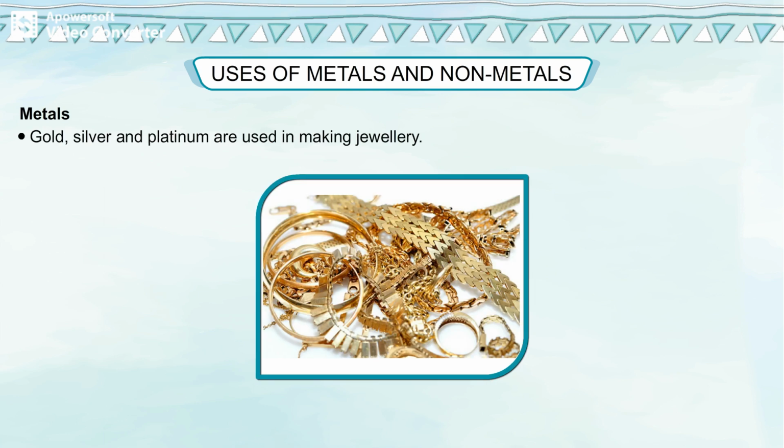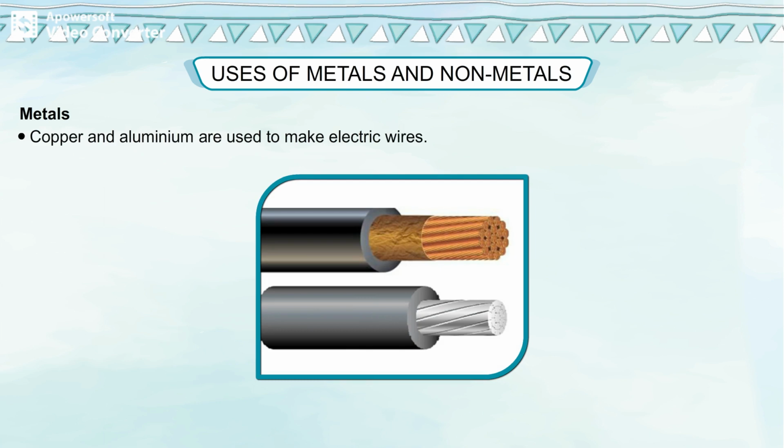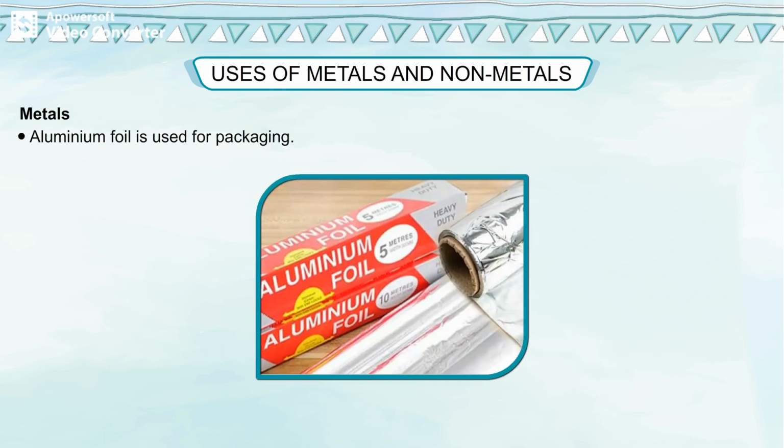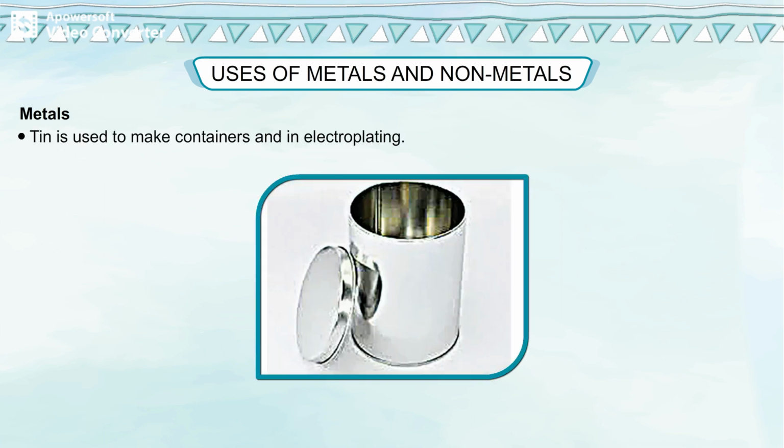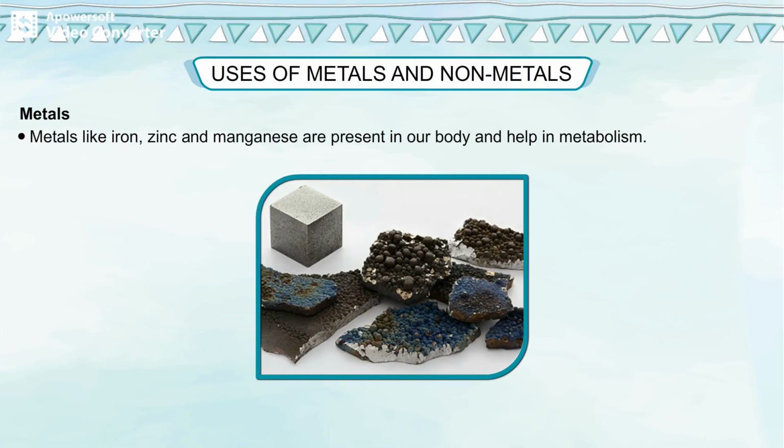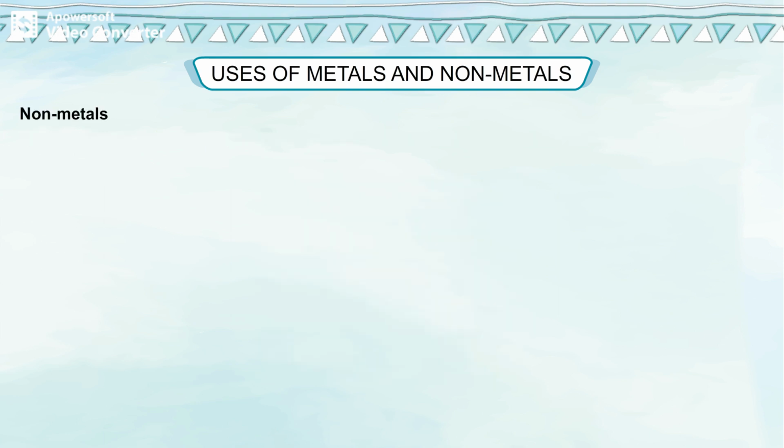Gold, silver, and platinum are used in making jewelry. Copper and aluminium are used to make electric wires. Aluminium foil is used for packaging. Tin is used to make containers and in electroplating. Metals like iron, zinc, and manganese are present in our body and help in metabolism.